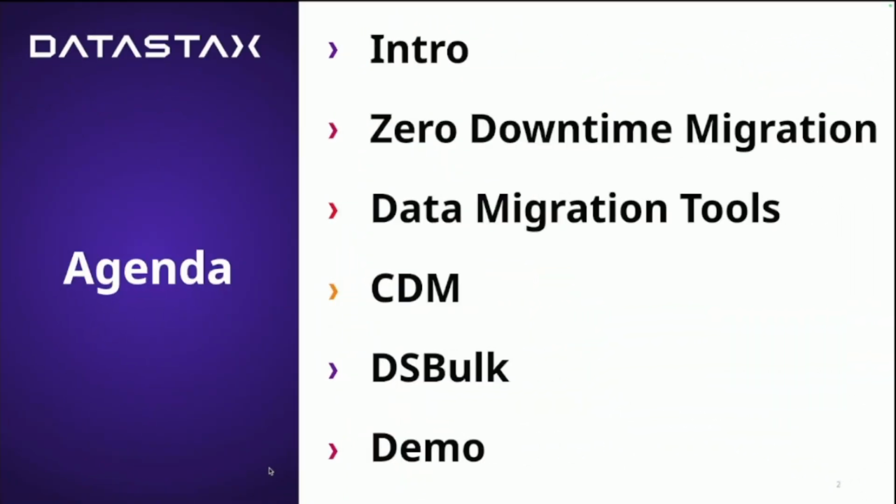All right, let's go. Our agenda is going to be pretty simple. We're going to quickly cover the zero downtime migration from just a high-level standpoint. We're going to talk about the data migration tools, and then we're going to look at two of the main ones, the CDM, or Cassandra Data Migrator, and the DS Bulk Loader. And then I'll run a little demo on both of them.